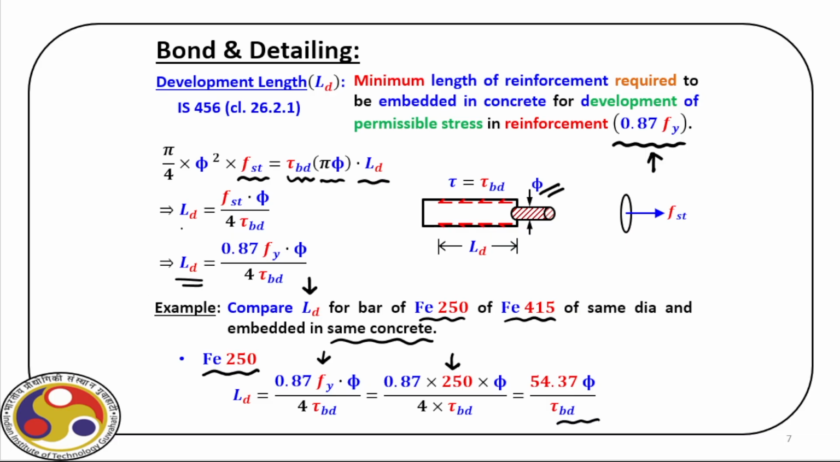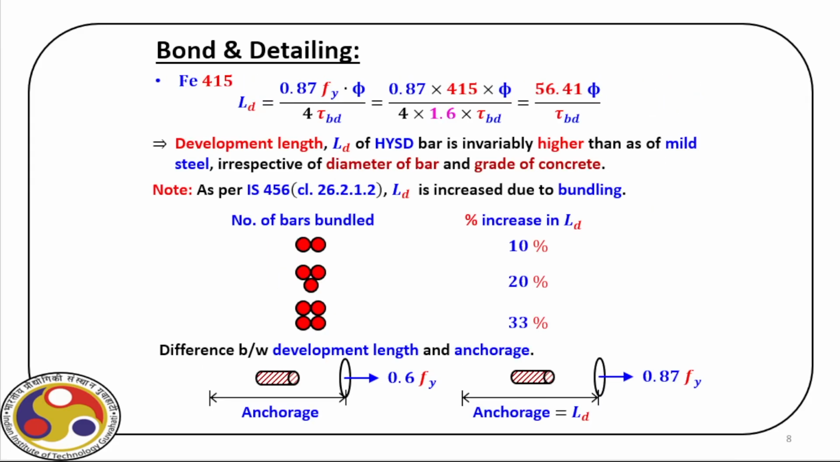Now if we repeat the same exercise for the different steel, which is Fe415, what we have here, as you can see, is LD equal to 0.87 Fy, that will remain the same, but in case of Fy, instead of 250, we now have to put 415 times phi, that is the diameter of the bar, and in the denominator we have tau BD. But because we use an HYSD bar, for that we can enhance tau BD by 60%.